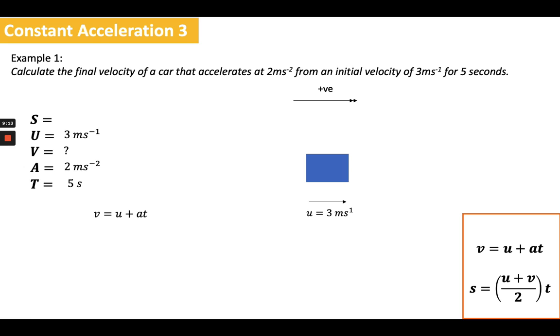Now at this point, this is a substitution and solve question that my year 9s could do. Really, really simple. I don't know what V is, so I'm not going to substitute anything for that. U is 3, A is 2, T is 5. So 3 plus 2 times 5, really easy, 13 meters per second, and that's that first question done.